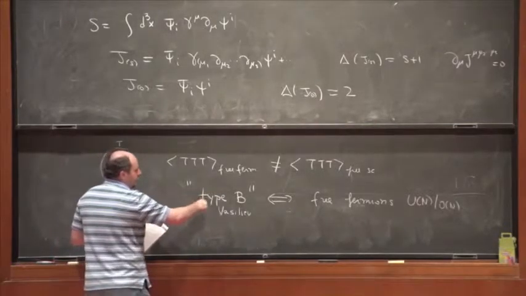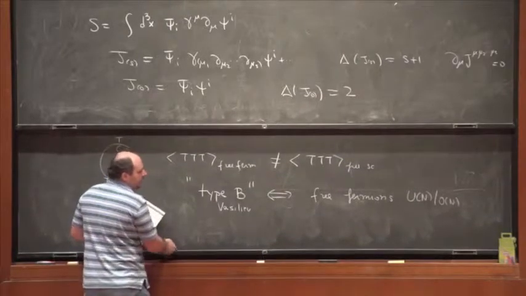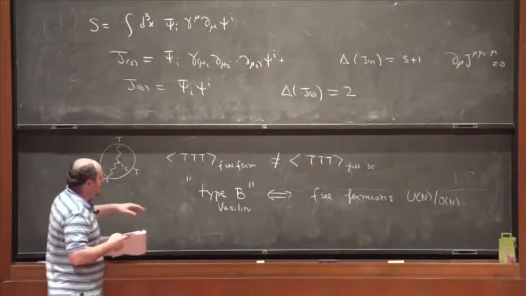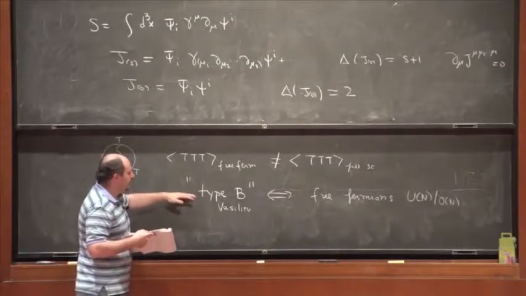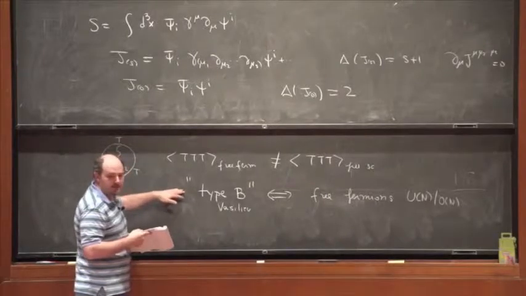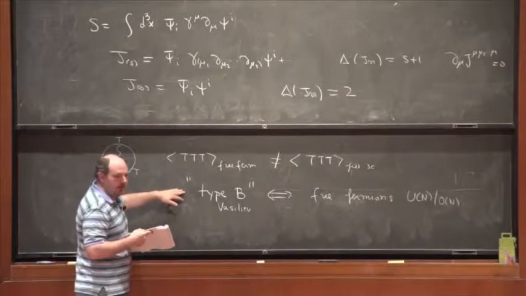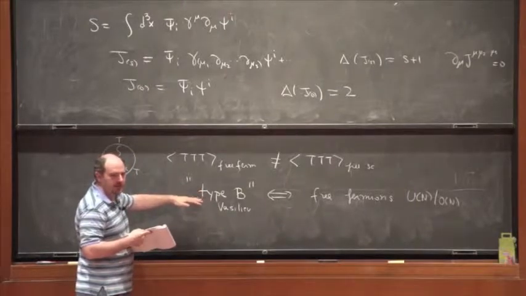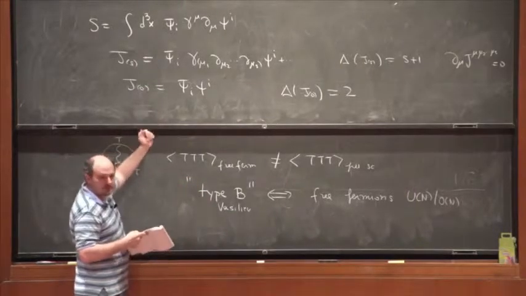So while the conjecture that type A is dual to free scalars was made by Klebanov and Polyakov, this extension of that conjecture was made first by Sezgin, Sundell, and Leigh and Petkou, who realized that there is this type B version of Vasiliev theory, and it has precisely the right structure to be dual to this.